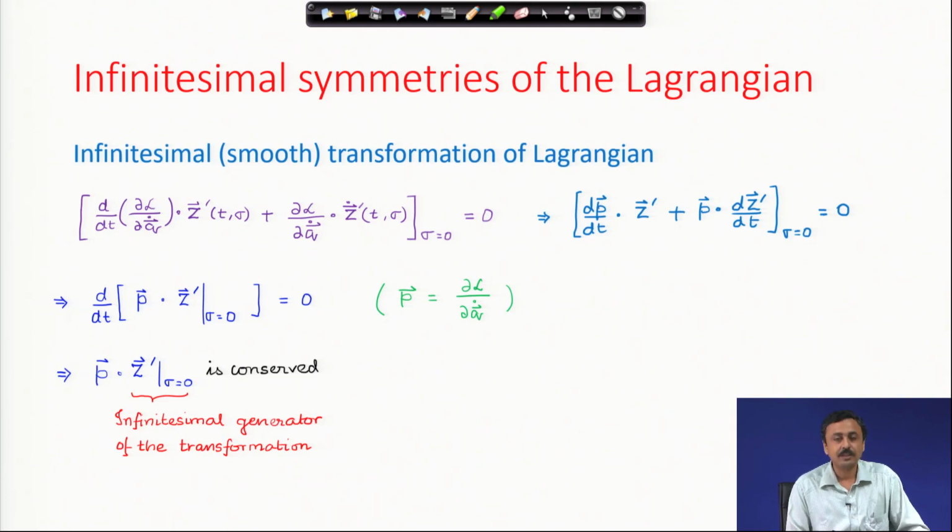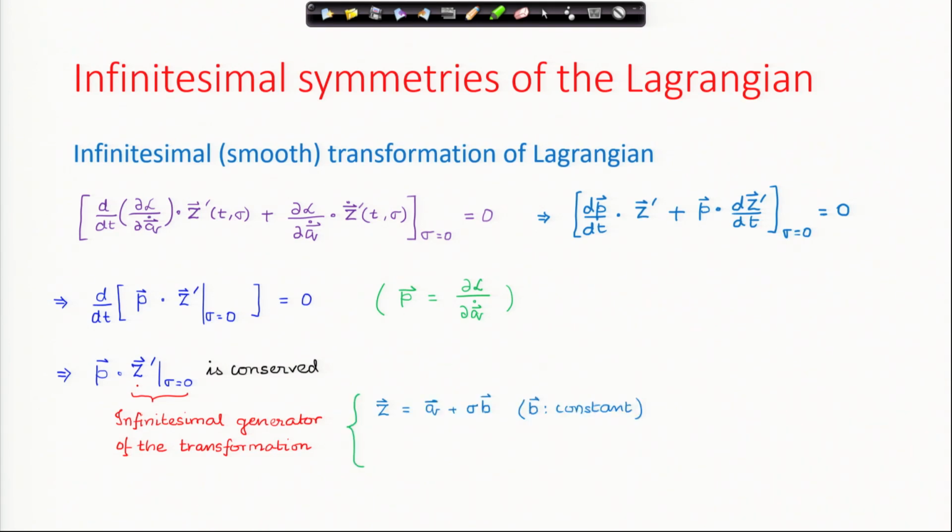Then we say that there is a conserved quantity, and how to find that conserved quantity? You find out the generalized momentum, dot it with the infinitesimal generator of that symmetry transformation. Z prime at sigma equal to 0 is the infinitesimal generator of the symmetry transformation. Then that quantity is conserved.